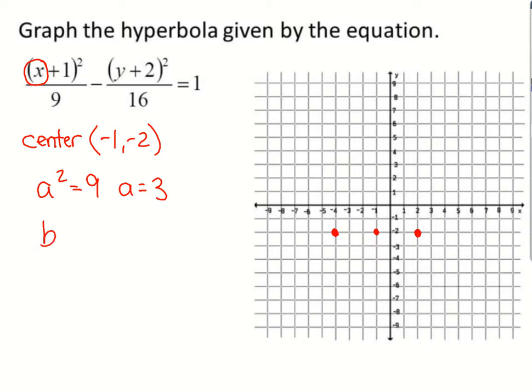Now our b squared value is 16, so b is equal to 4. So we go back to our center. We're going to go up 4, and we're going to go down 4. We can create our box that goes through those points. Now from our box, we can create our asymptotes. Remember, it goes through the center and goes through the vertices of the box.